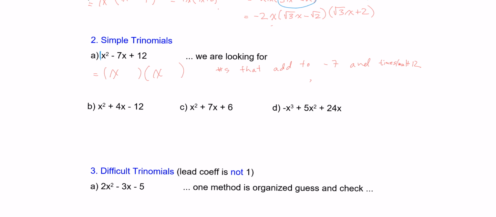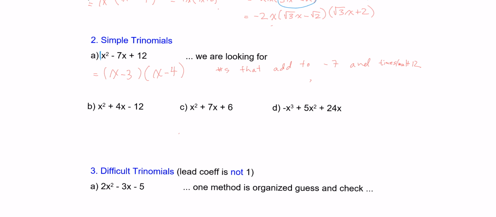Because the middle number is overall negative and the last number is positive, I know immediately that both numbers have to be negative, because two negative numbers multiplied together give us a positive. Now we just have to figure out what those two numbers are. If we try 2 and 6, that doesn't work. Negative 2 and negative 6 doesn't add up to negative 7. So let's try negative 3 and negative 4. Negative 3 plus negative 4 does add to negative 7, which is what we want.